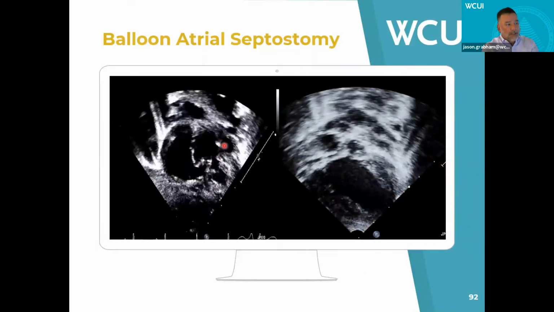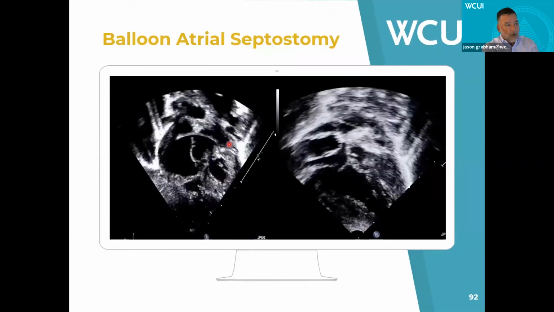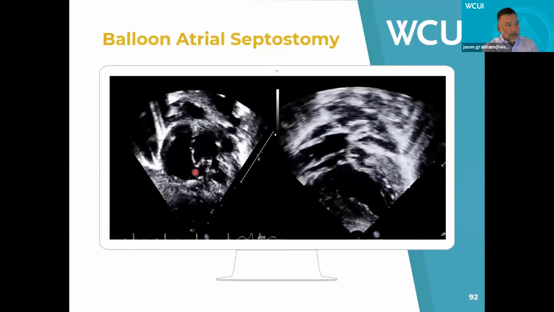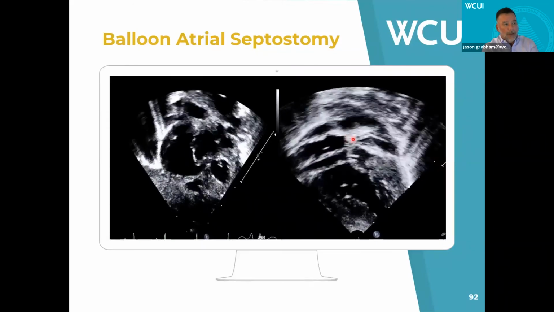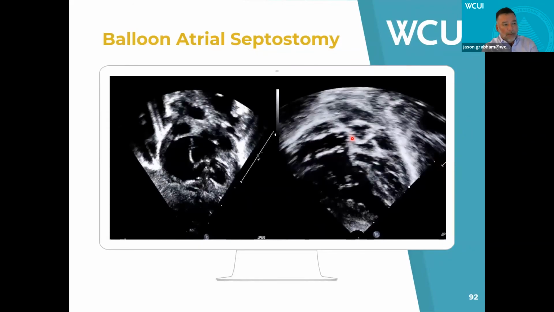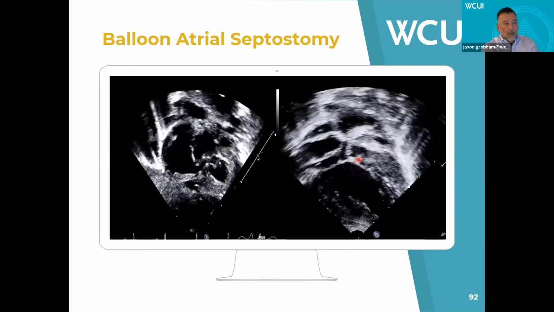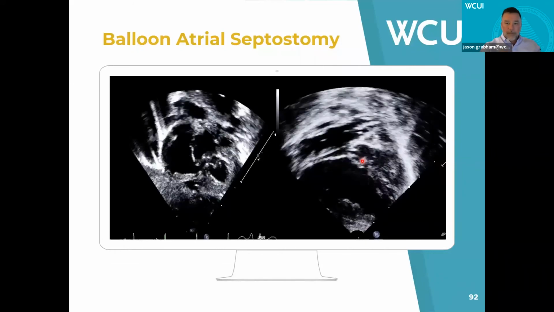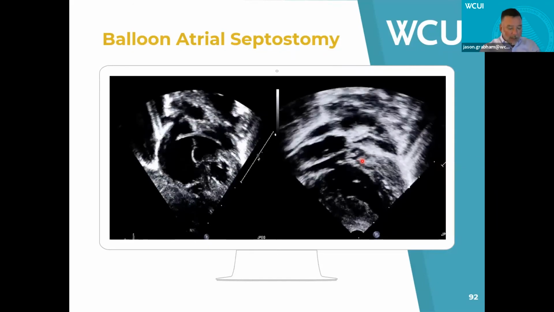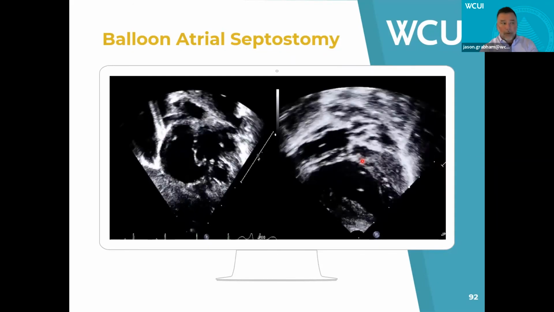Once you do that, you can see here clearly the wire is all the way across the atrial septum. Here's the atrial septum. And then the interventionalist will blow this balloon up. And you can see the narrow point when it's blowing up, it's a little waist. And so we're hoping the end result of that is it stretches that atrial septum such that we can now have unrestricted blood flow from left atrium to right atrium.